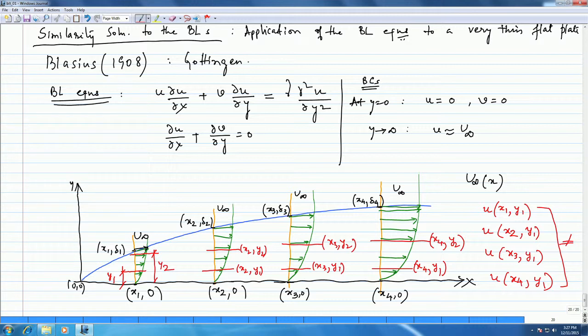Then, for example, if I look at the velocity at the height y2, which is at a larger height than y1, I can probably say that the velocity at this y2 location and x4 location is related to the velocity at x1 y1, but you have to multiply this velocity by something to get this velocity. Let me elaborate on that.